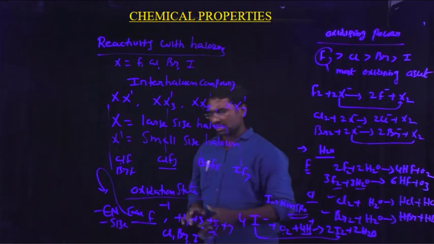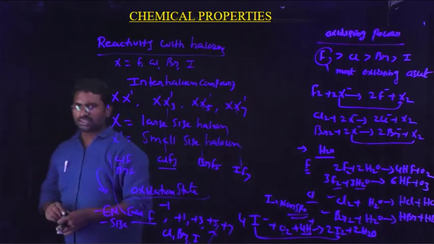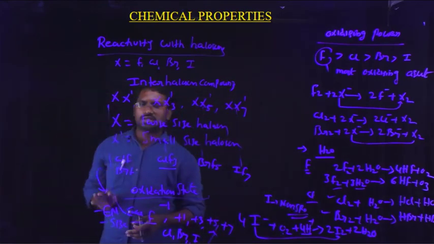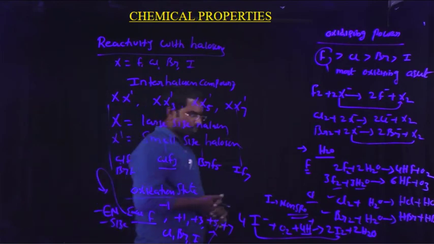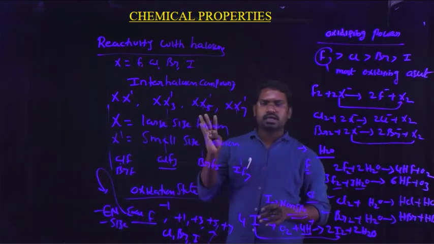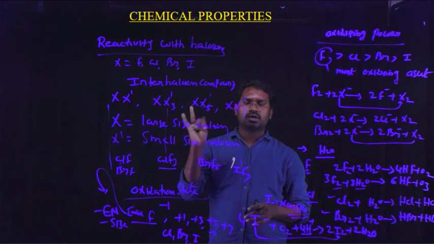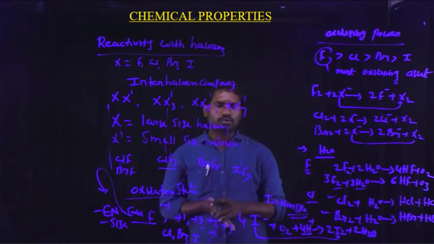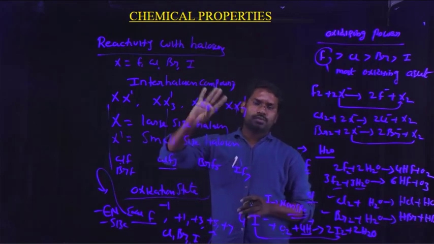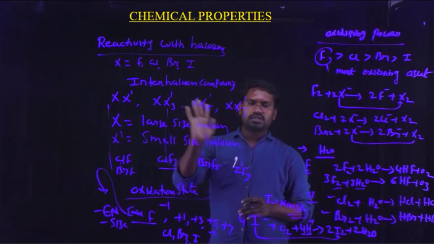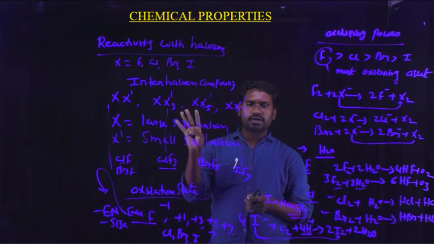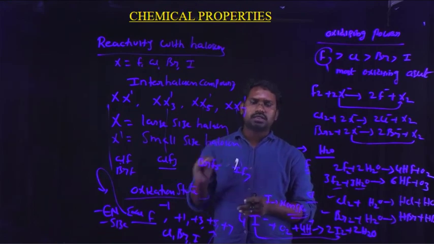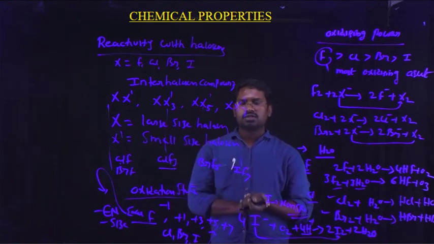Okay students, let me recall what we learned in this session. Some atomic properties of halogens: atomic radii, ionic radii, ionization enthalpy, electron gain enthalpy and electronegativity. Come to the chemical properties. What are the chemical properties? Reaction with hydrogen, reaction with oxygen, reaction with metals, reaction with halogens, oxidizing power, and finally their oxidation states.